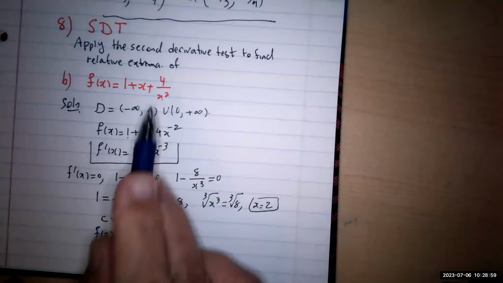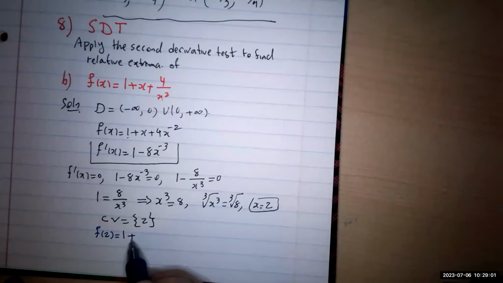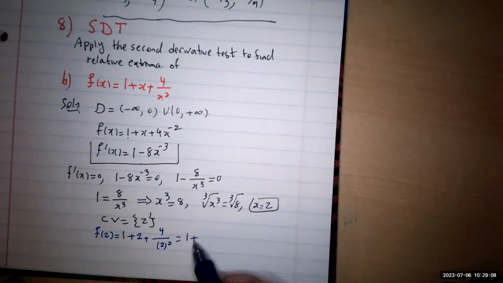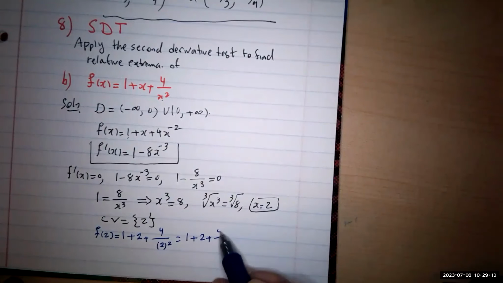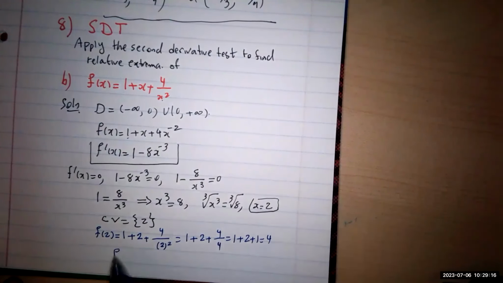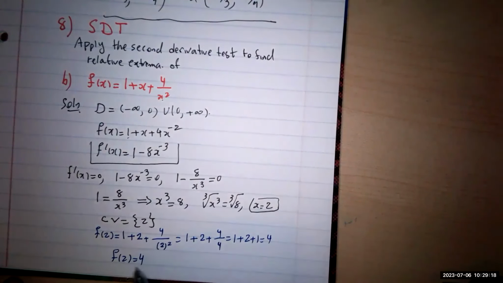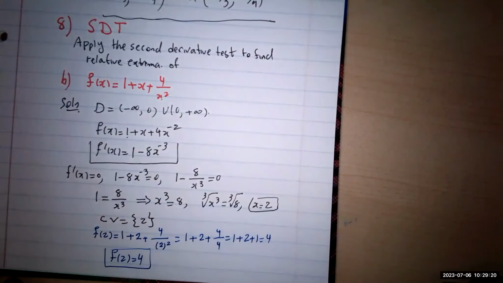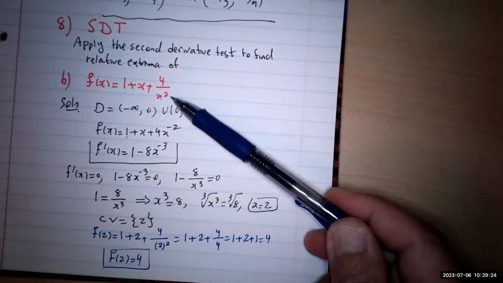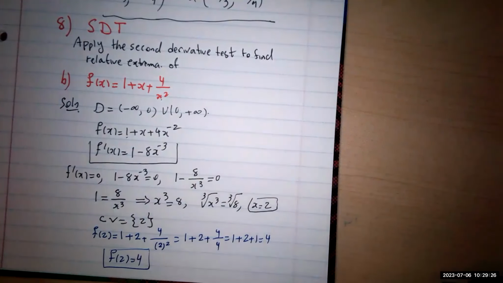1 plus 2 plus 4 over 2², 1 plus 2 plus 4/4. So 1, 2, 1, 4. So f of 2 equals 4 is the candidate, either a maximum or a minimum. I just want to give you an excuse to remind you how to solve this type of equation in this course.